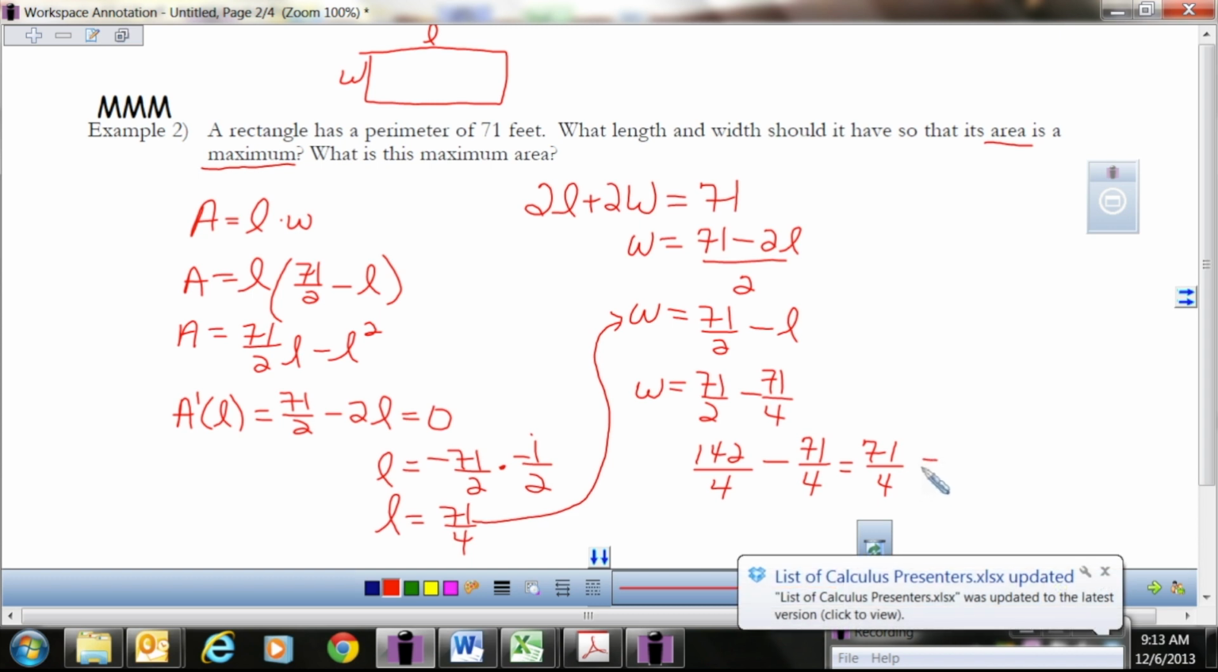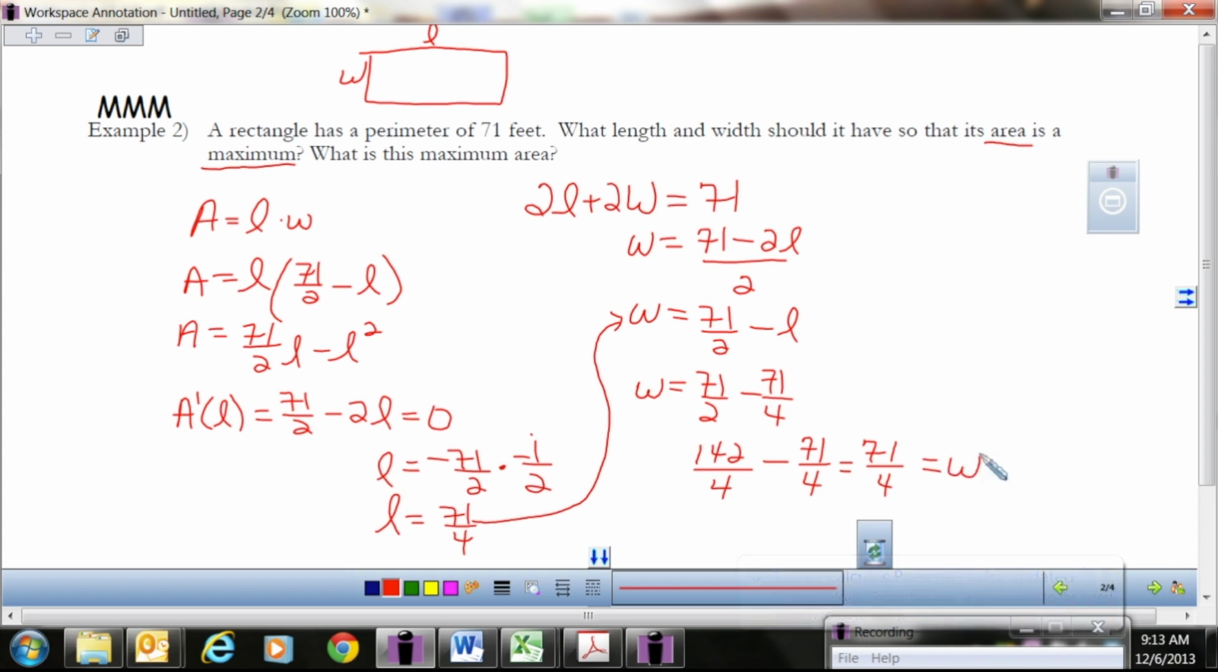Oh my goodness, look at that. The length and the width are the same. That is amazing. I wonder if that always works. So your length is maximum when you're 71/4, and your width is maximum when you're, oh my gosh, 71/4. That is just crazy.